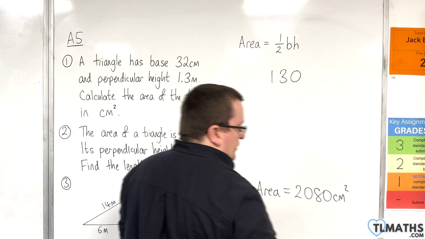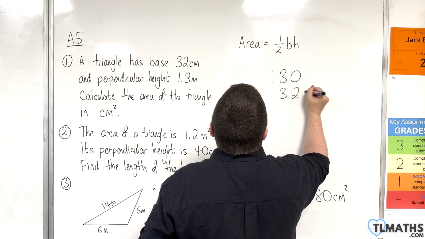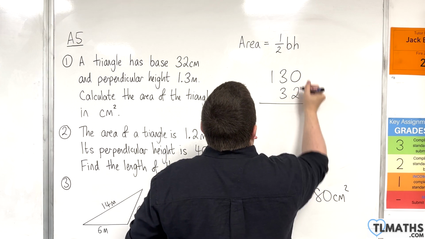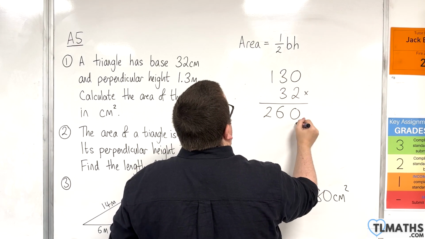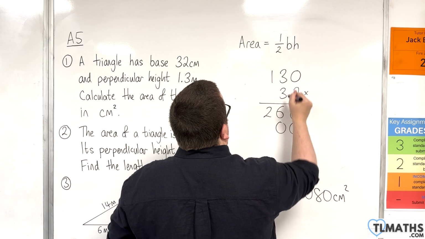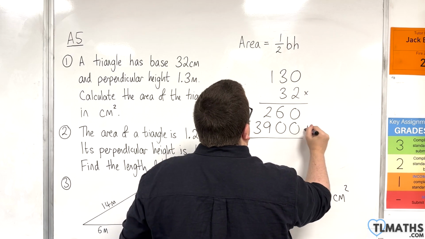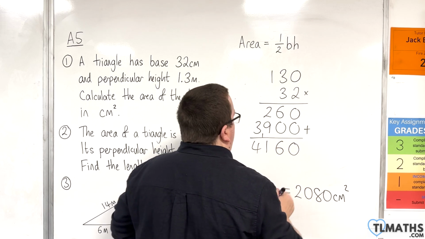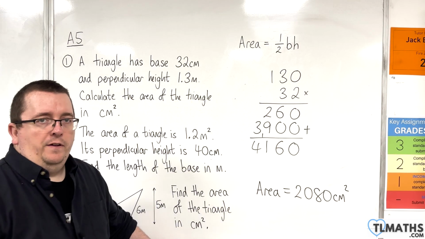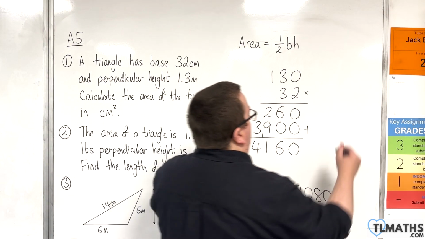So you could have done 130 times 32. So 2 times 0, 2 times 3, 2 times 1. Bring in a 0, 3 times 0, 3 times 3, 3 times 1. Add those together. 0, 6, 11, 4. And then halve that number. So we've done base times height and then we can halve it.